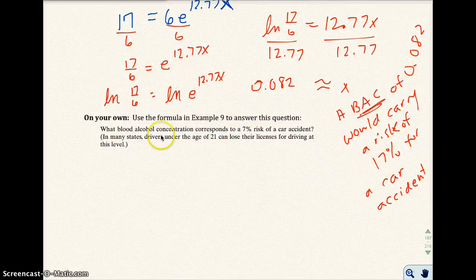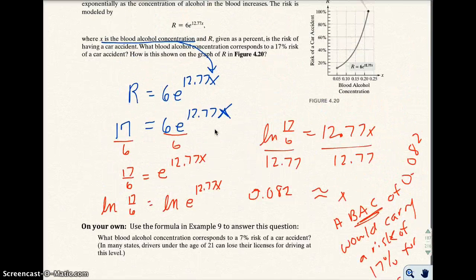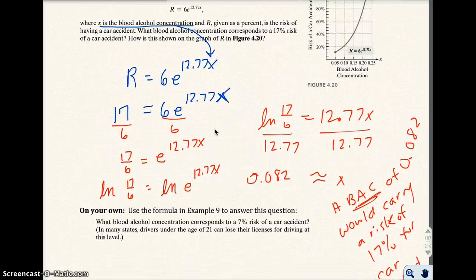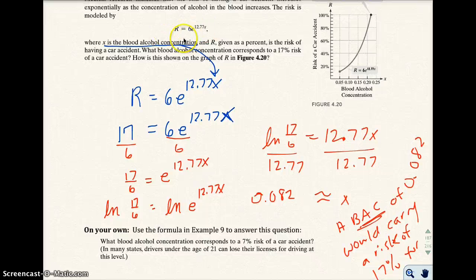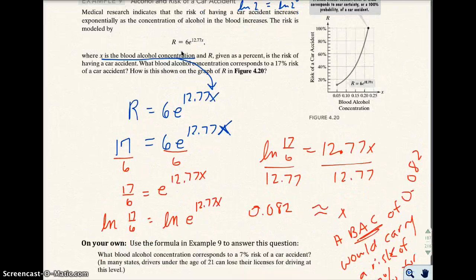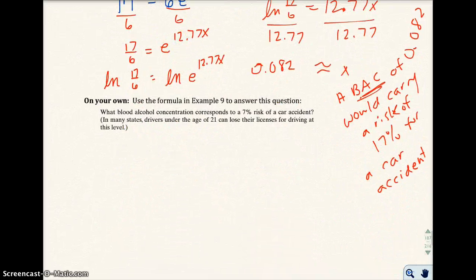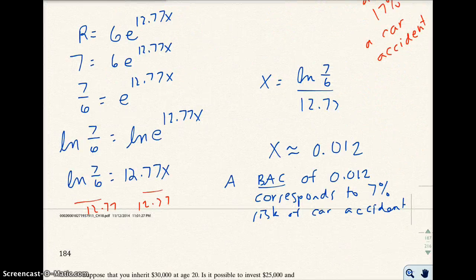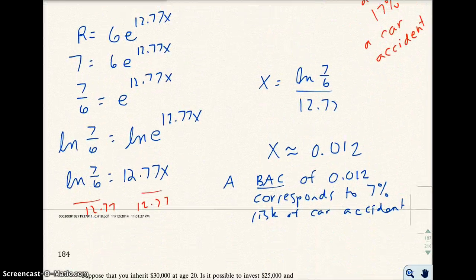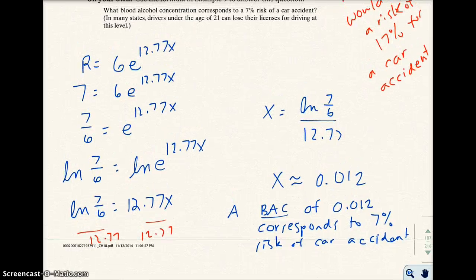Okay, so let's go ahead, on your own, do the same formula in this example to say what would happen if you have a 7% risk of a car accident. So go back to this formula right here. Go ahead and pause the video and then do this one on your own. Okay, for this example, I ended up getting x equals 0.012. So a blood alcohol concentration of 0.012 corresponds to a 7% risk of a car accident.